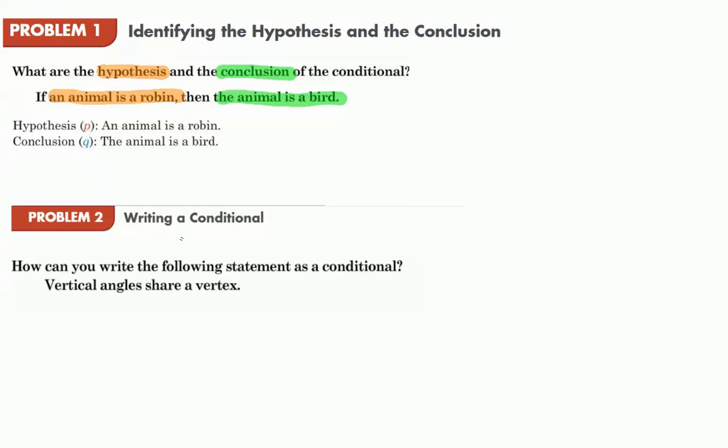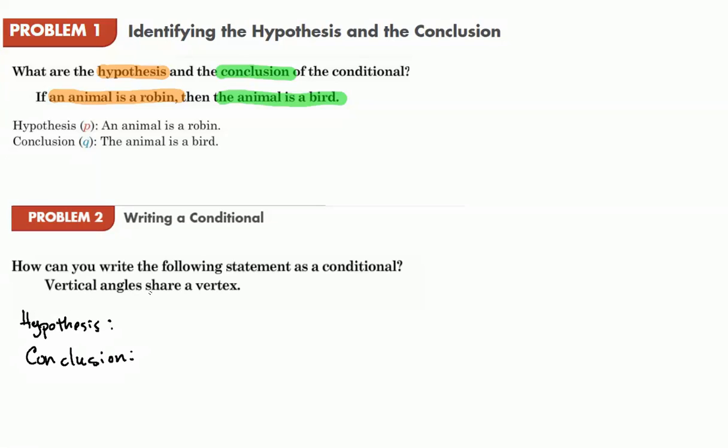Okay, for problem number 2, we're going to write a conditional statement. How can you write the following statement as a conditional? Vertical angles share a vertex. Alright, for us to do this, we first need to write down hypothesis and conclusion. And we need to identify those two on that statement.